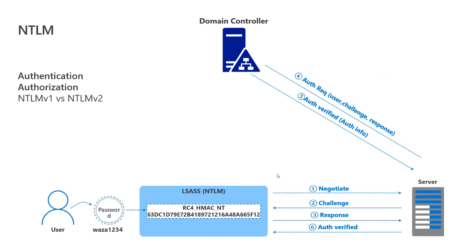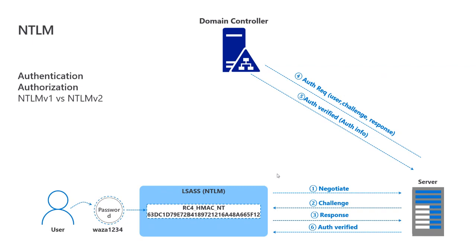Once the user entered its password, in this example it was 1234, this password is translated into an RC4 hash that is held in the LSA memory space. And now the user can use it to negotiate with a server. So the first packet would be, hello server, I want to authenticate in front of you. The server would respond with a 4-byte challenge, that the client needs to use the cipher to encrypt and reply with a response.